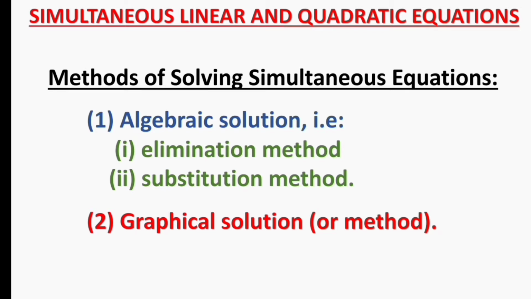Let's see the methods of solving simultaneous equations. Number 1 involves algebraic solution. That is, talking about the elimination method and the substitution method. While number 2 involves graphical solution or method. Please take note of these methods of solving simultaneous equations.